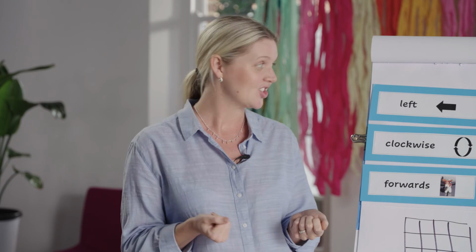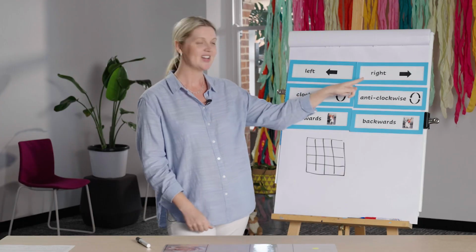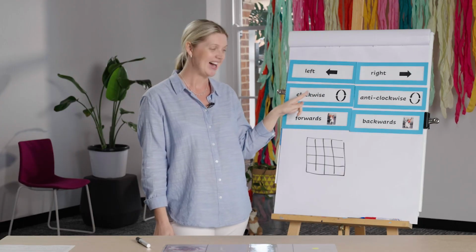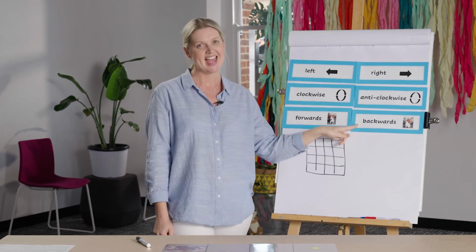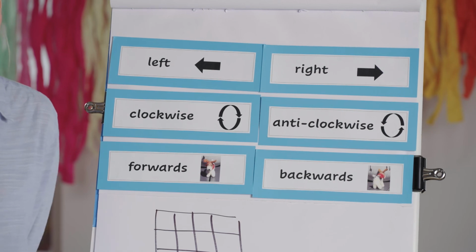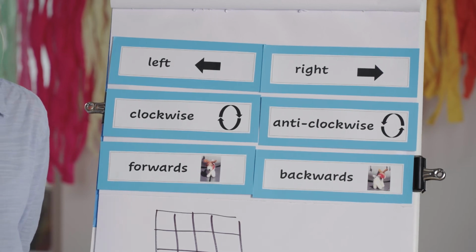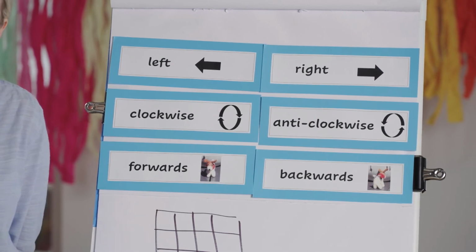Today, we have learnt how to understand the direction words left, right, clockwise, anti-clockwise, forwards, and backwards. We use these words to explain how to move from one place to another.